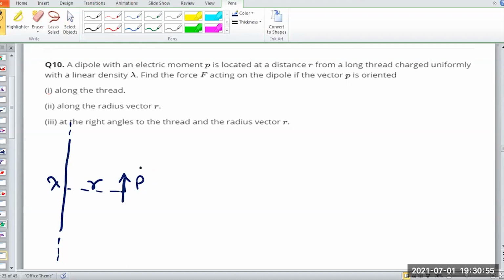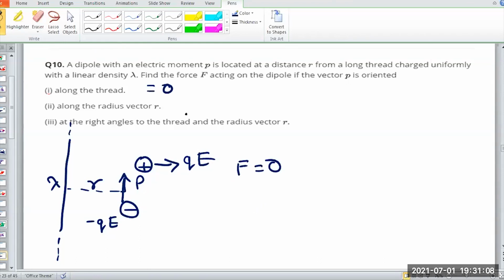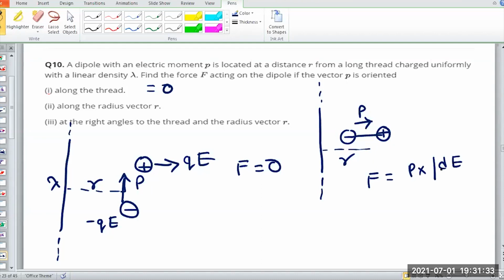But my dipole consists of what? A positive charge and a negative charge. The positive charge will be repelled by qE, and the negative will be attracted by qE. So my net force will be what? 0. So in the first case, my net force is 0. In the second case, suppose minus is given, plus is given. So the dipole is like this, along the radius vector r. So in this case, because force is P into dE by dr.